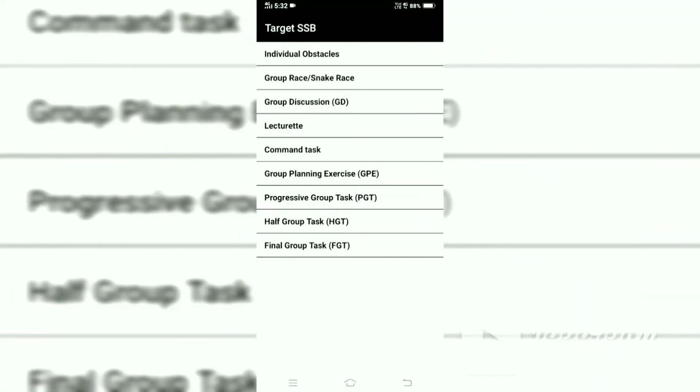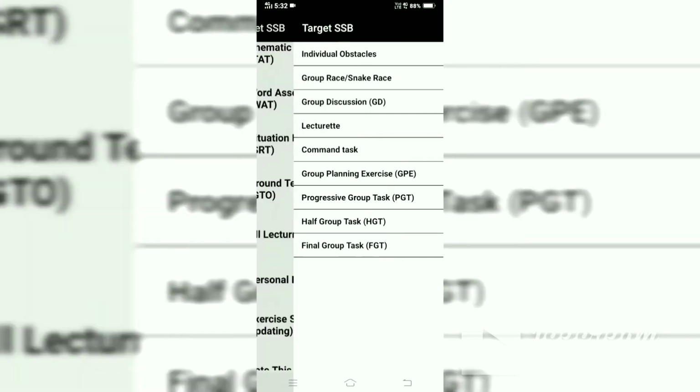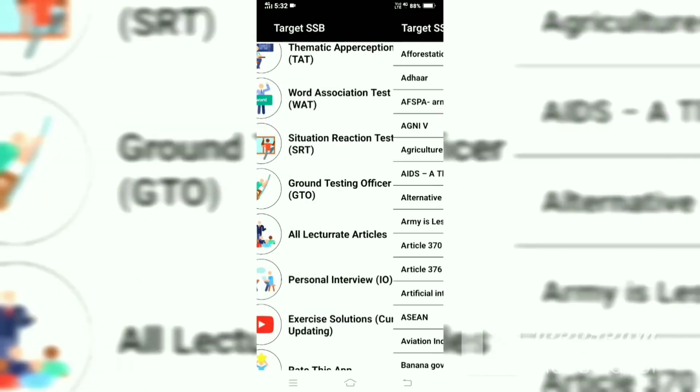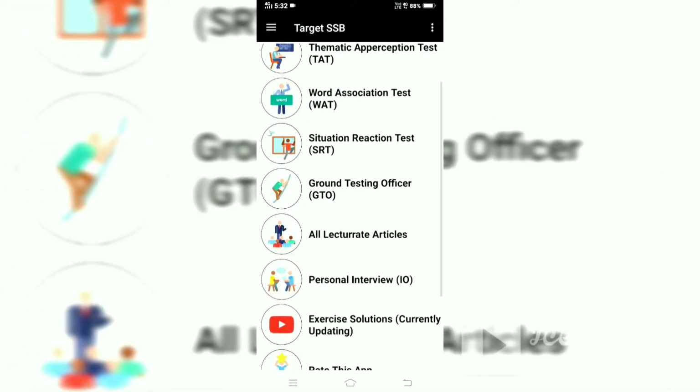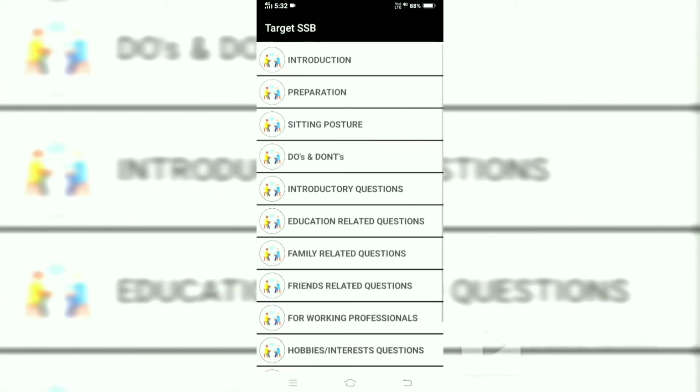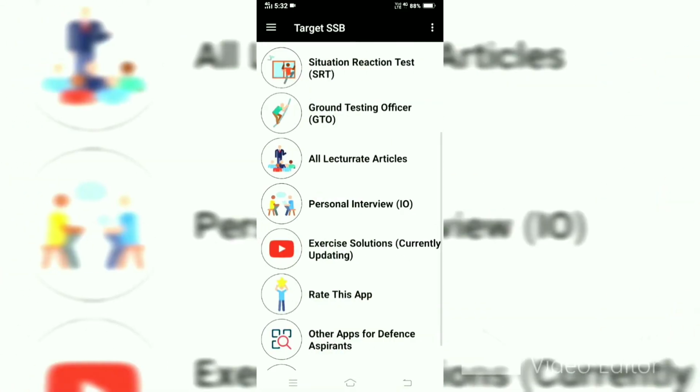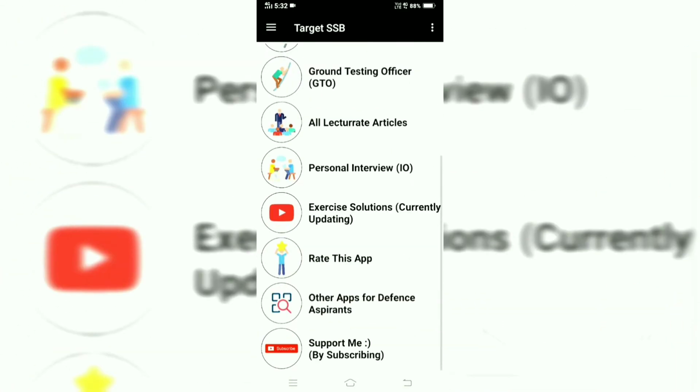So in the same way, all the information is also given; you have to go to the browser by clicking on these links. Now coming to the lecturette articles, there are many lecturettes, and you can read them by clicking on them. GTO also, and the personal interview: there is various information about the personal interview, so you can read it once. There are good instructions and many more.